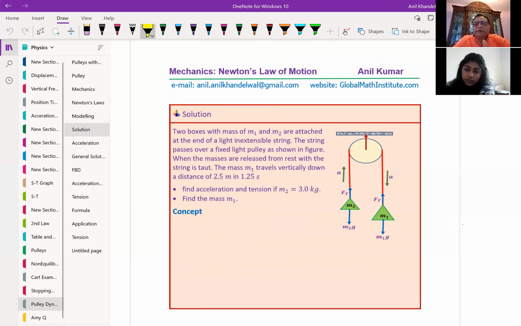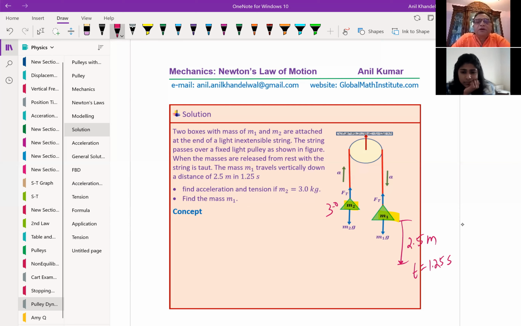So what I've done here is we've taken this question once again, and in this question we are given that there are two masses m1 and m2. We are also given that one of these masses, m2, is 3 kg. And this mass m1 is not known, but we know that it travels a vertical distance of 2.5 meters in 1.25 seconds. So when released, this mass travels a vertical distance of 2.5 meters in time t, which is 1.25 seconds. Is that clear to you? Yes, that is clear.